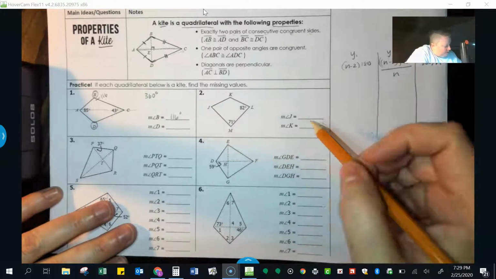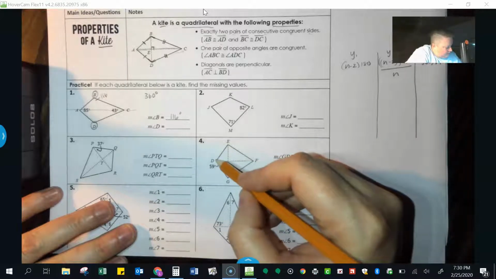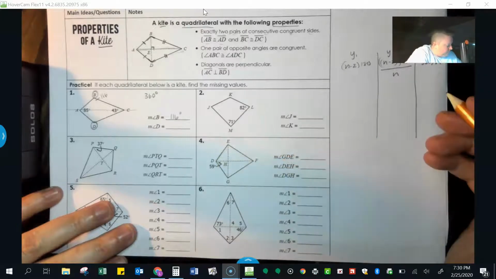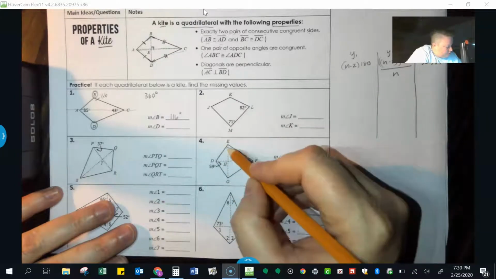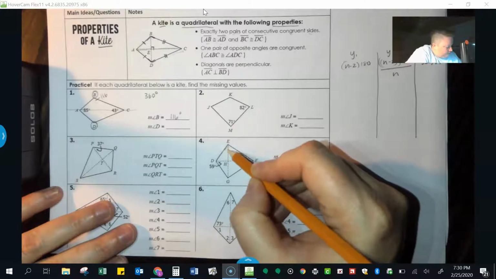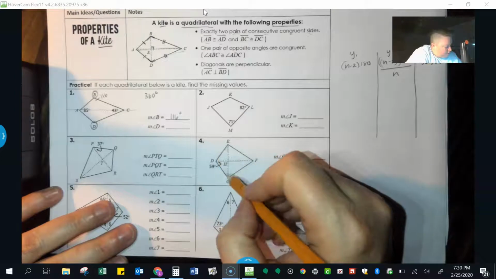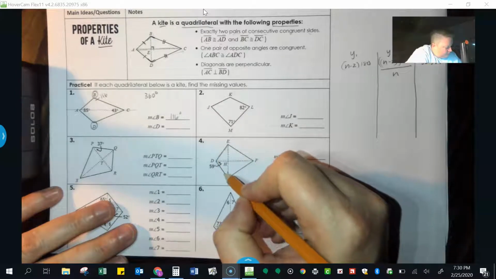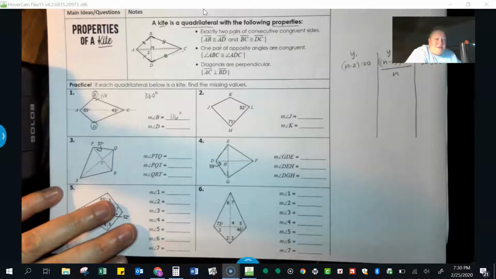So, it wants GDE, which is this angle, essentially angle D. It wants DEH, which is this angle, and it wants DGH, which is this angle. All right, so you might be feeling a little stuck.